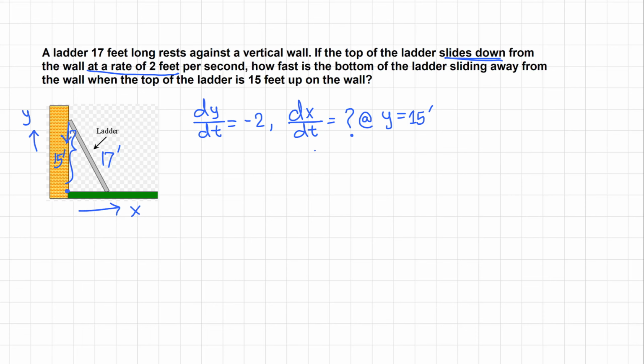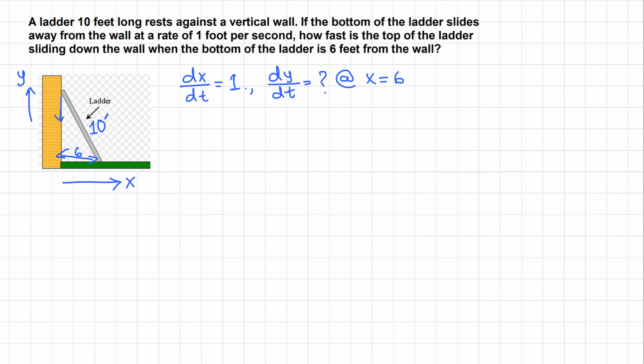Okay, similar questions. So here we need to figure out the relationship between x, y, and this 10. They in fact form a right triangle. So x, y, and here is 10. Using the Pythagorean theorem, we know that x squared plus y squared equals 10 squared.